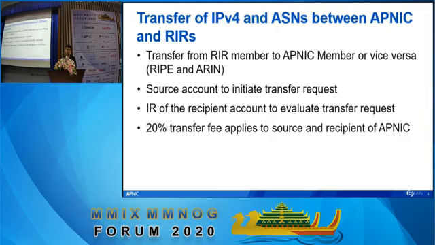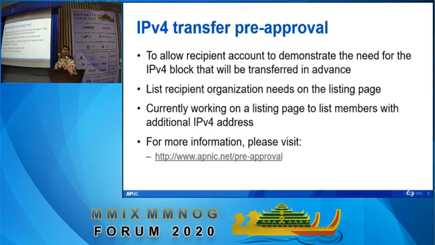And if you are transferring in as an APNIC member, you will also get a 20% transfer fee charge. We also have a few transfer services that facilitate the transfers. So for example, we have something called IPv4 transfer pre-approval. What this does is, the member still does not know where the resources are coming from. They're still waiting, but while you're waiting, you can complete a transfer pre-approval.